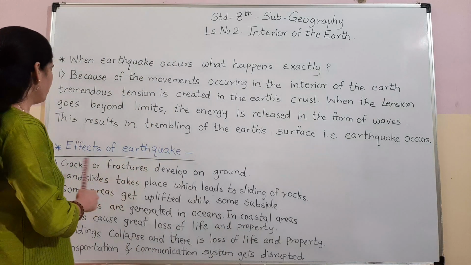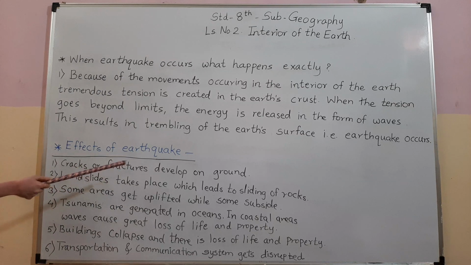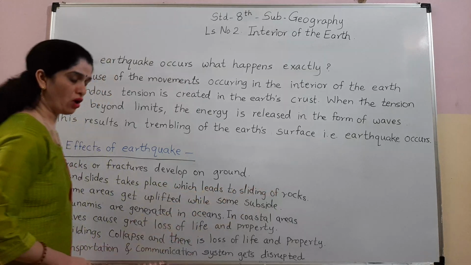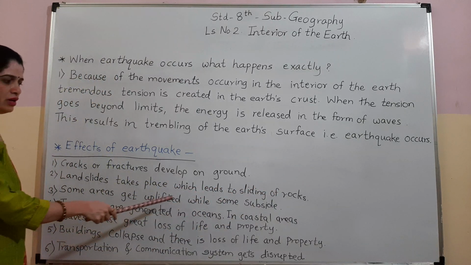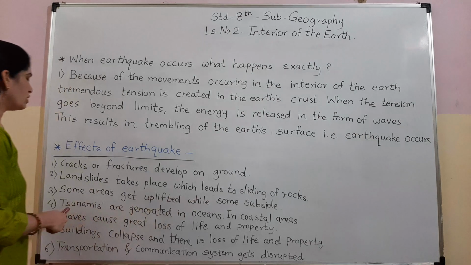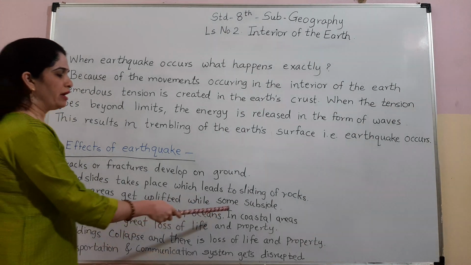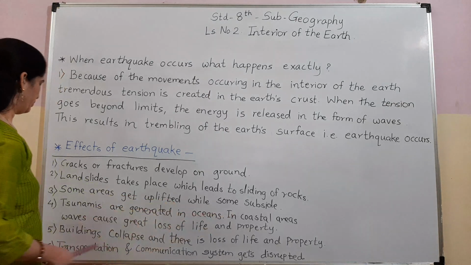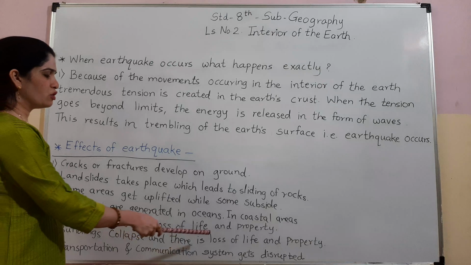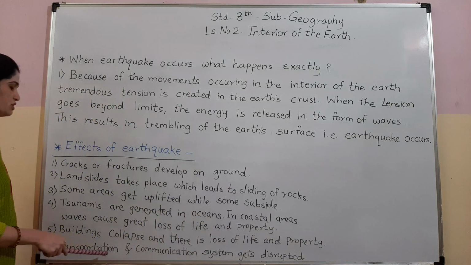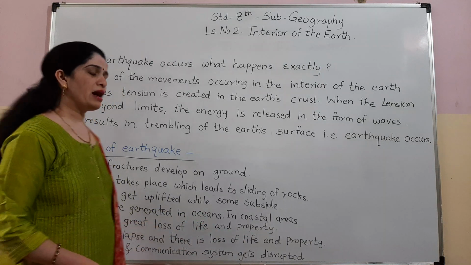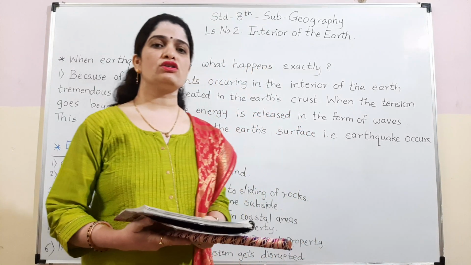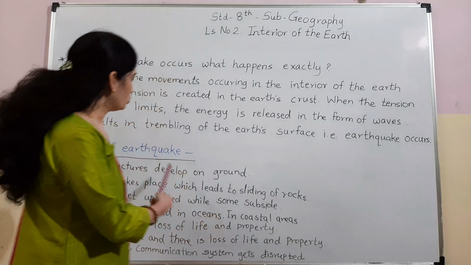Effects of the earthquakes are: first, cracks or fractures develop on ground. Landslides take place which leads to sliding of rocks. Some areas get uplifted while some subside. Tsunamis are generated in oceans, and in coastal areas these waves cause great loss of life and property. Buildings collapse and there is loss of life and property. Transportation systems and communication systems are disrupted. So children, you must have understood the effects on human life through these points.